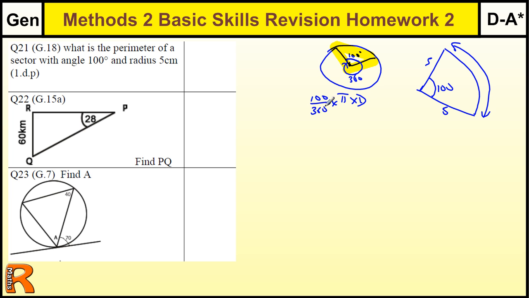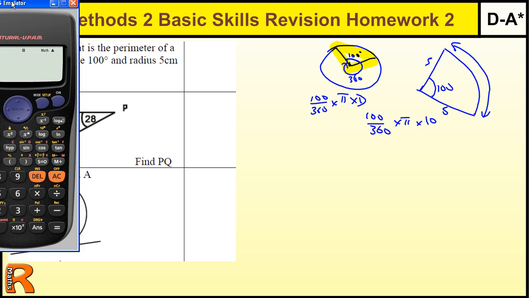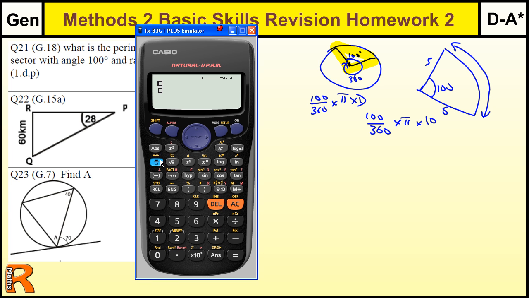The radius is 5, so we want 100 over 360 times pi times 10. The diameter is 10, and that's going to give us, let's get the calculator out, 100 over 360 times pi. Now we could leave this in terms of pi. It does actually say on the question that it wants it in 1 decimal place. That was a bit of a mistake. I should have really left it in terms of pi. So the arc length there is 25/9 pi.